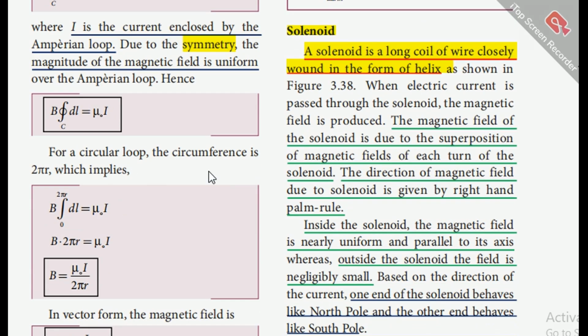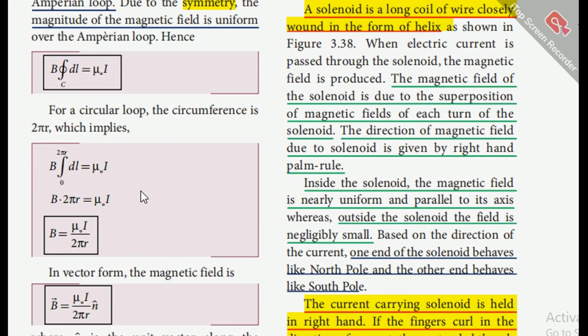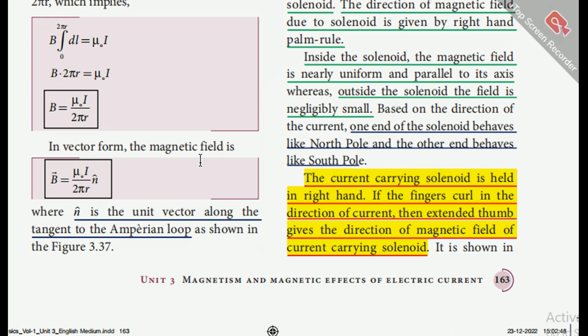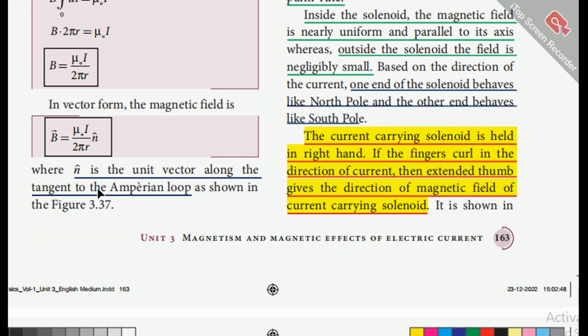So for a circular loop, the circumference is 2 pi r, which implies that B integral dl limits 0 to 2 pi r equal to mu naught I. So B into 2 pi r equal to mu naught I. B equal to mu naught I by 2 pi r. In vector form, the magnetic field is given by B equal to mu naught I by 2 pi r into n unit vector, where n unit vector is the unit vector along the tangent to the Amperian loop.